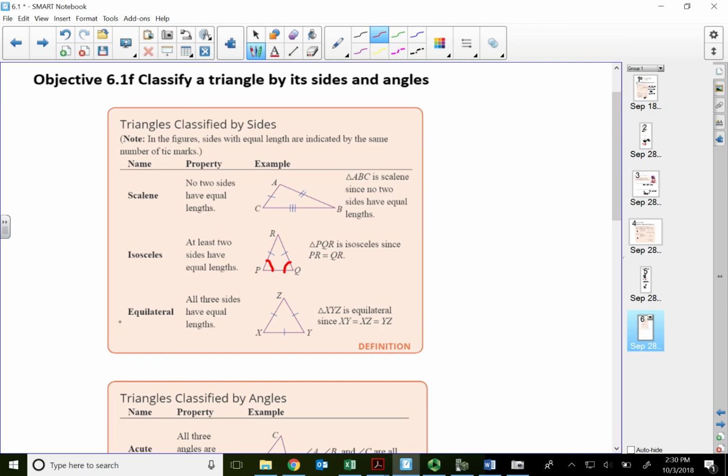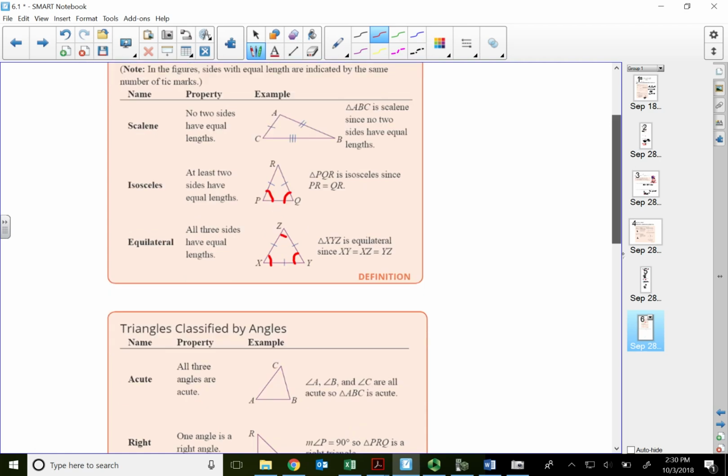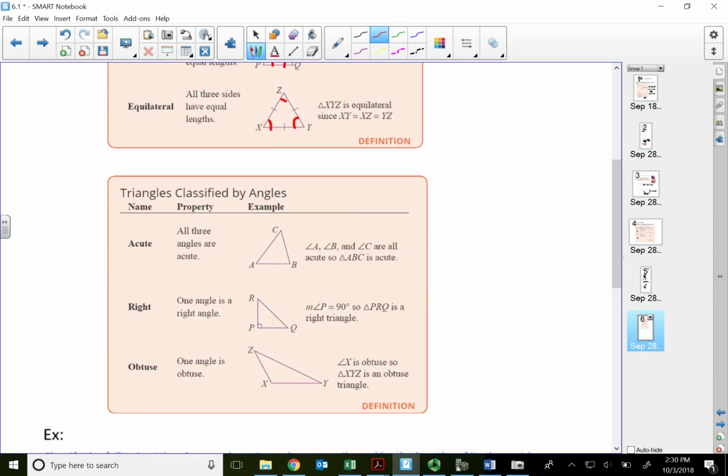All right, equilateral triangle. A lot of students remember equilateral triangle simply means all three sides are congruent, or equal length. At the same time, we are also saying all three angles are congruent as well. So besides using sides to classify our triangle, we can also use its angles.